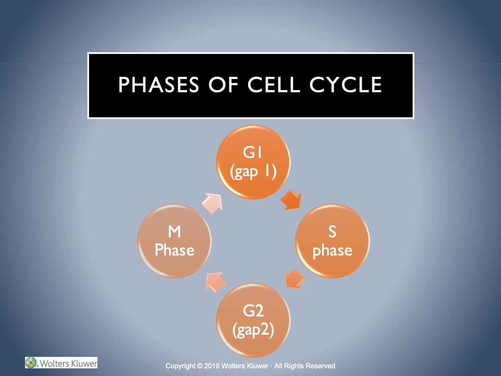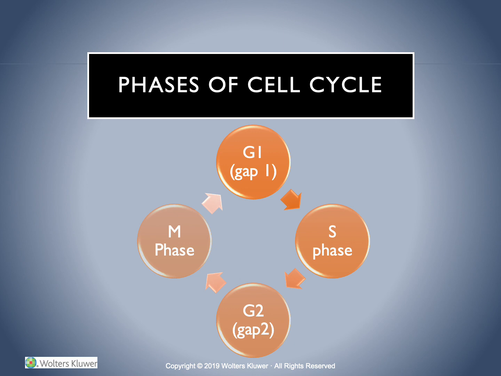Let's start talking about the G1 phase, or the gap 1 phase. This is the first phase of interphase, where the cell grows and carries out its normal function. It prepares for DNA replication and checks for any DNA damage or errors before entering the S phase.